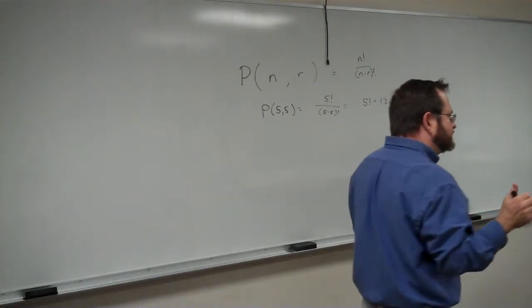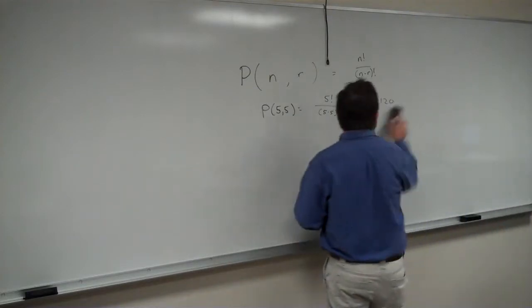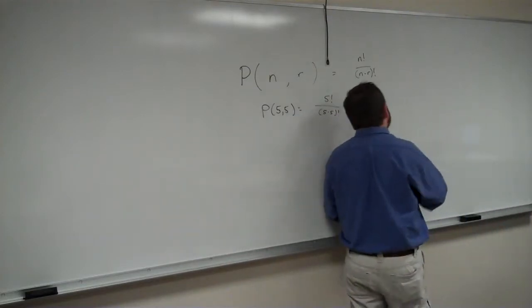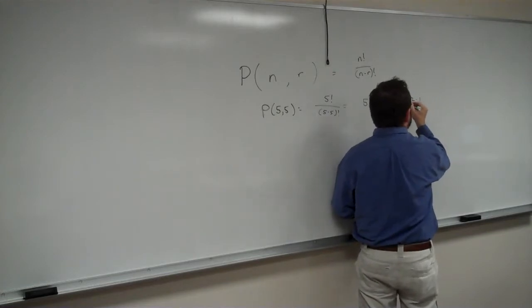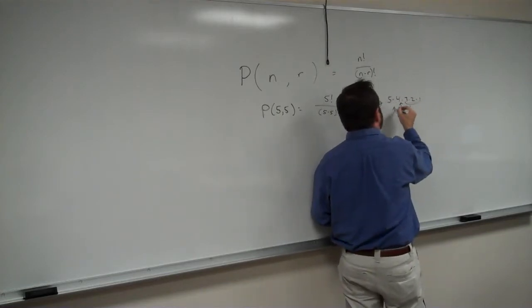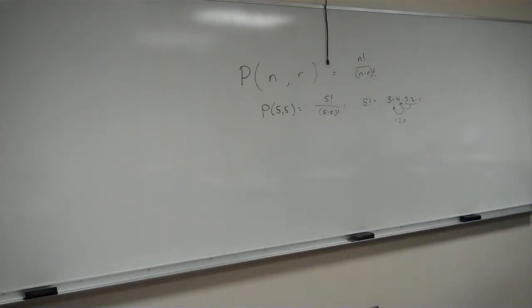Is 5 factorial 120? Now I'm freaked out. Wait a minute. Hold on. What's 5 factorial? Can't do it in my head. 5 times 4 times 3 times 2 times 1. That's 6 times 4 is 24 times 5 is 120. Yeah. Okay. So there are 120 different ways we can order the 5 students who are in class today.